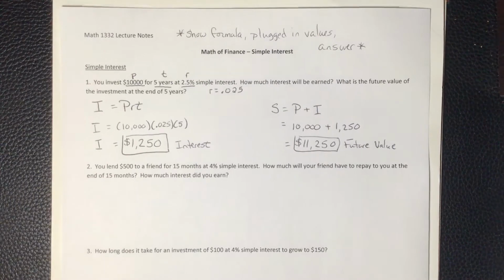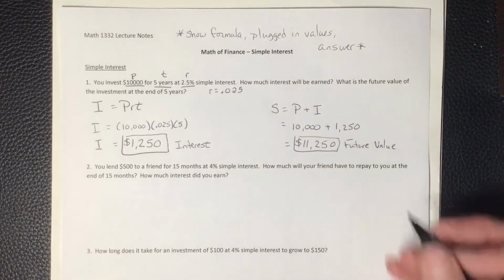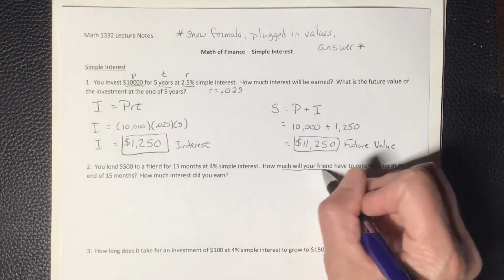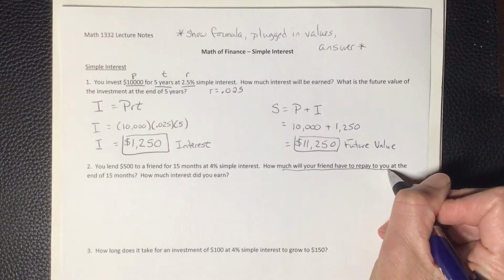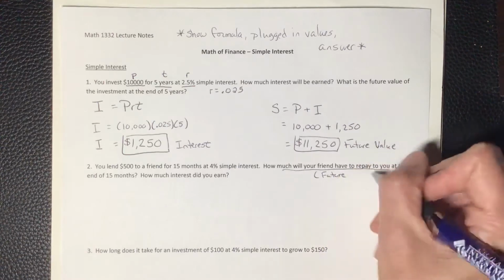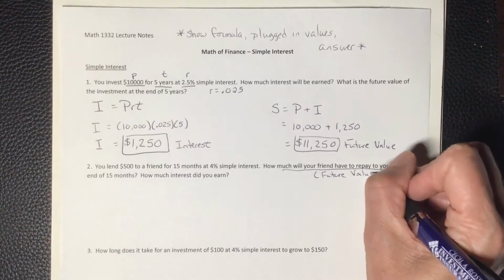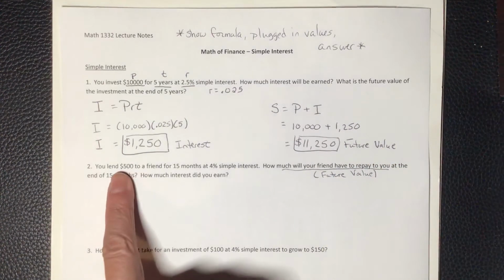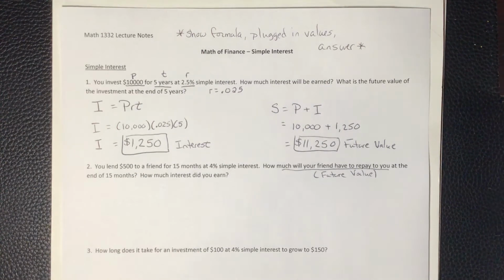Alright, so let's say you lend $500 to a friend for 15 months at 4% simple interest. How much will your friend have to repay you at the end of the 15 months, and how much interest did you earn? Notice right here where it says how much will your friend have to repay you, that's going to be future value. That's the total amount that they have to pay back. They're going to pay you back the $500 plus the interest.